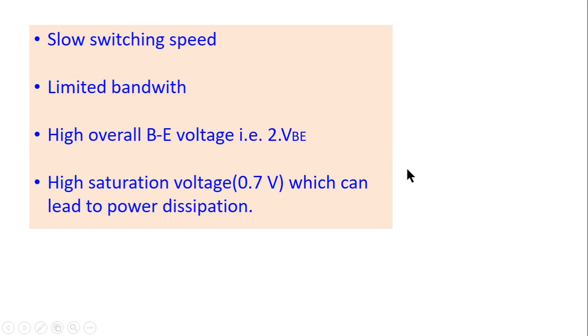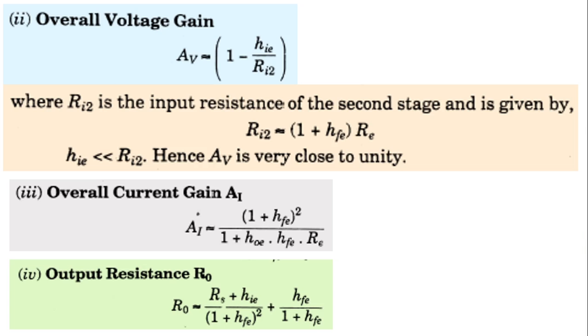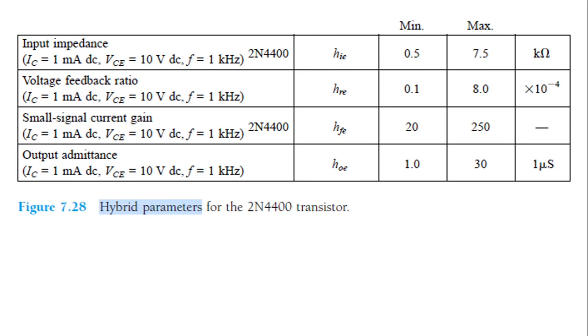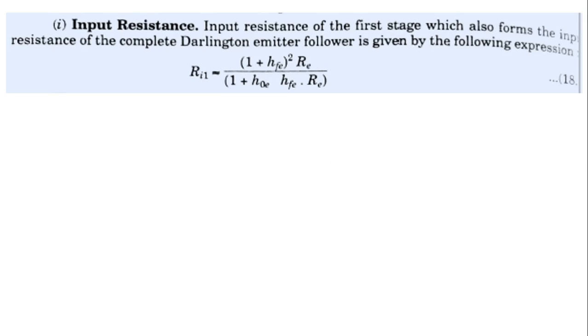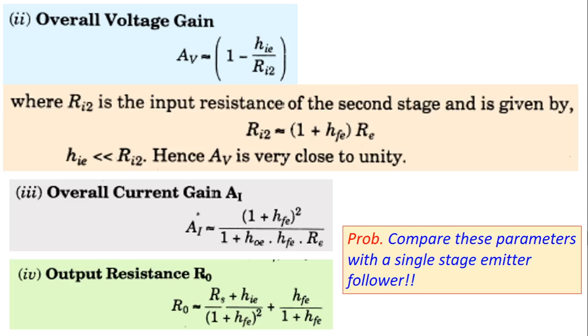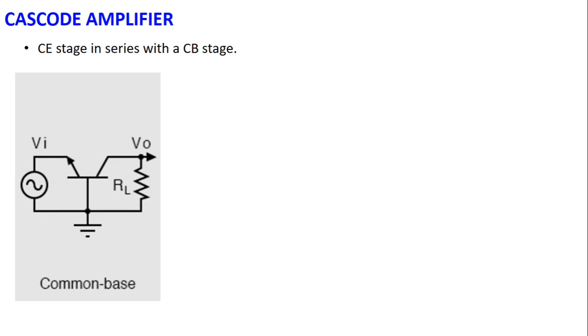Okay, so these were the points for this particular circuit, the Darlington pair. And the next topic that we would see is called the Cascode amplifier.